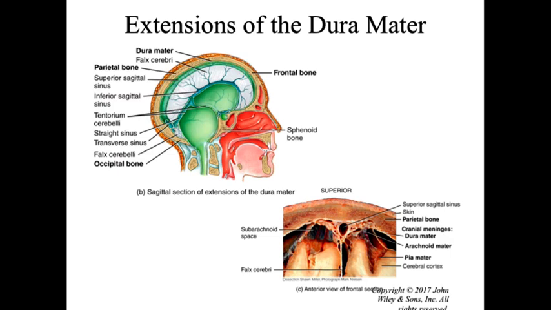You can see the extensions of dura mater. All of these tissues here are just part of dura mater, whether it is the tentorium cerebelli or the falx cerebelli. These are just all other, different parts of it.